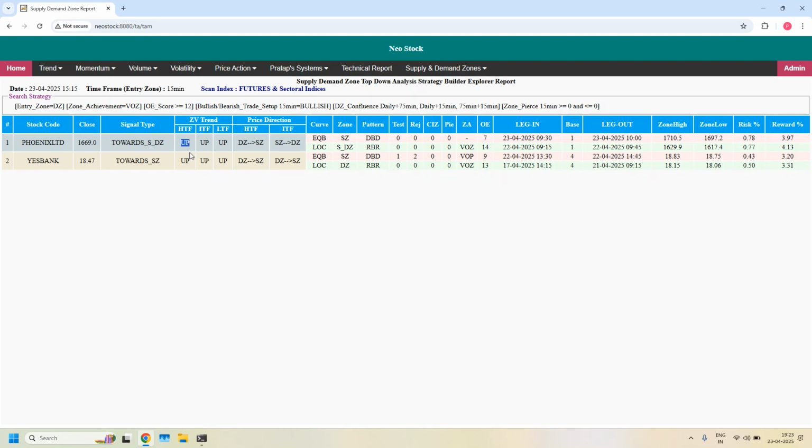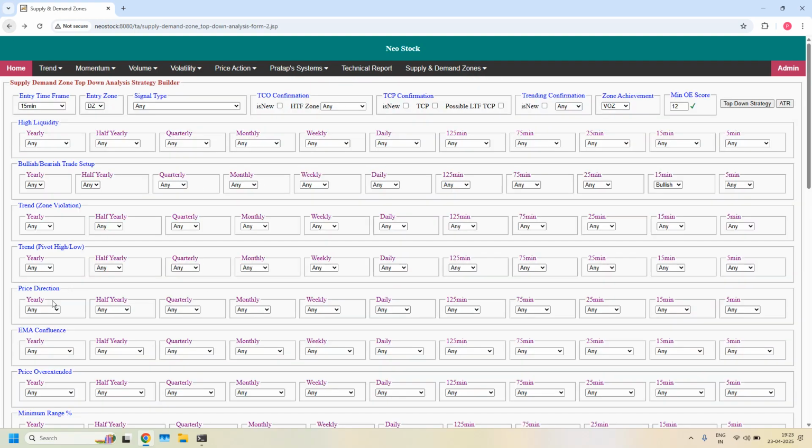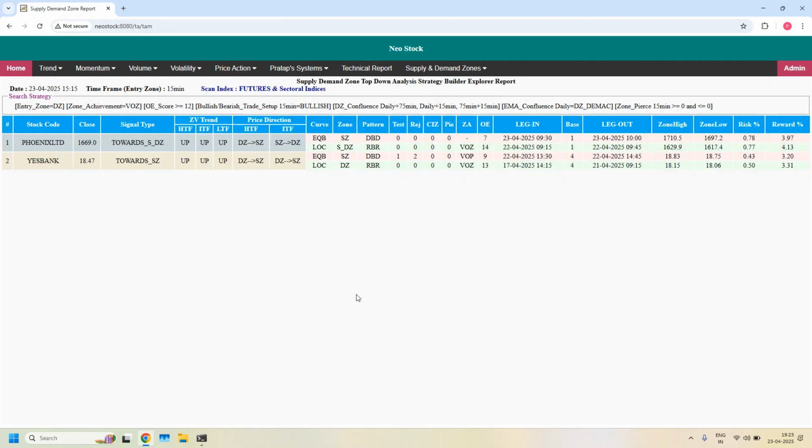And daily trend is up in both the stocks. Let's verify any of the stocks daily demand zone having daily EMA confluence. Both are filtered. So both these stocks are having more high probability for these 15 minutes demand zones. This is bullish trade setup for daily income trade.